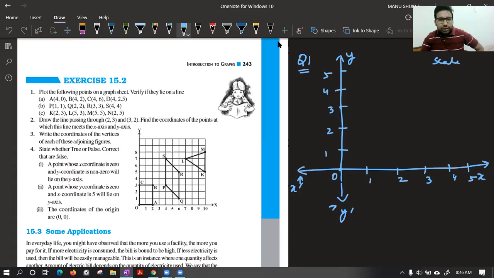Now let us start. The first point is 4 comma 0. We can observe which coordinate is 0, class. This point will lie on which axis? If we have 4 comma 0, that point will lie on which axis? Because y coordinate is 0. Sir, on y coordinate we need 6 also. Okay, sorry beta. So we have to extend this till 6. Thank you.